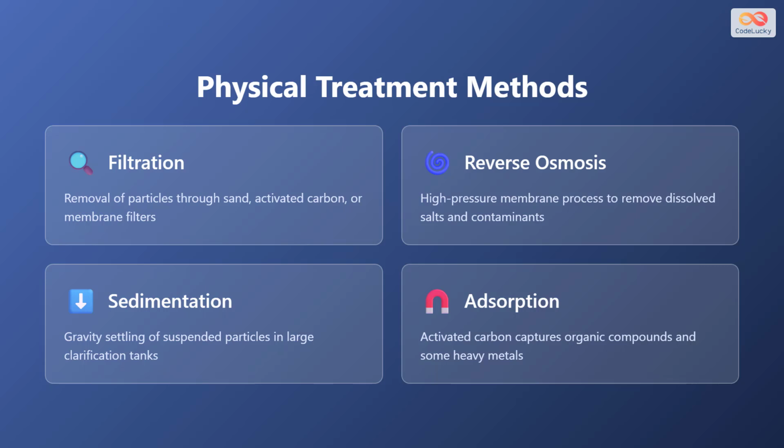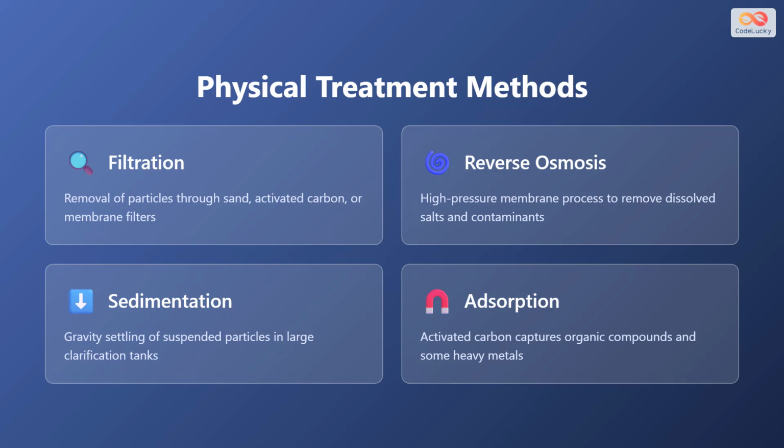their porous surface. Reverse osmosis is a high-pressure membrane process where water is forced through a semi-permeable membrane that blocks dissolved salts, heavy metals, and other contaminants while allowing pure water molecules to pass through. It's highly effective but energy-intensive.